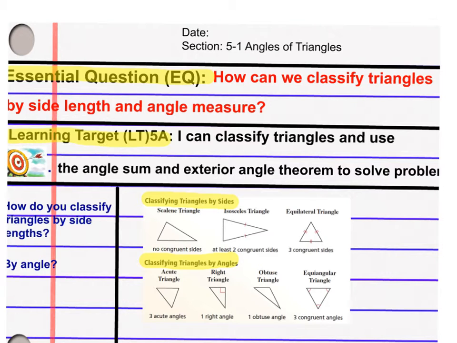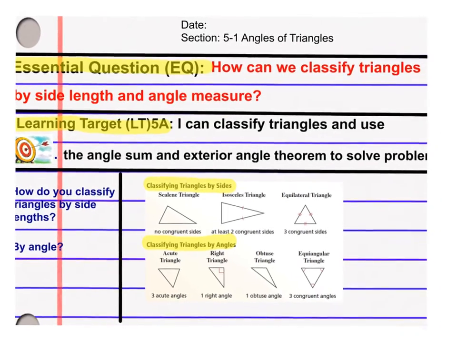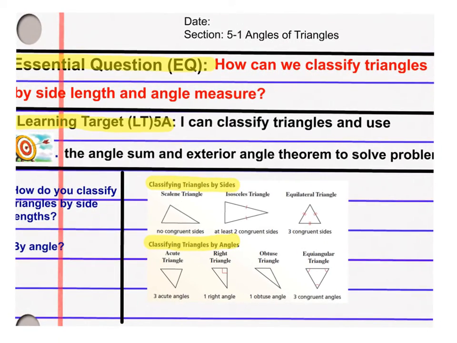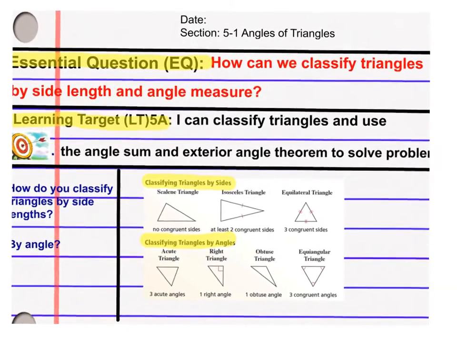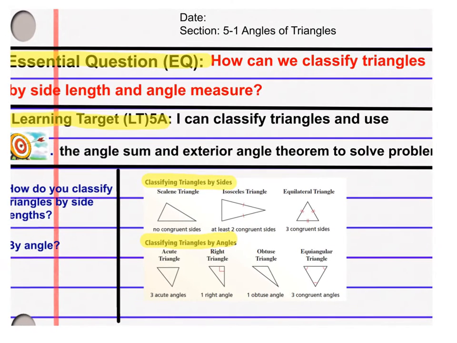Okay, this is Miss Triangle. This is the 5-1 video. We're starting chapter 5. It's all about triangles, kind of like my name. So we're on 5-1, angles of triangles.